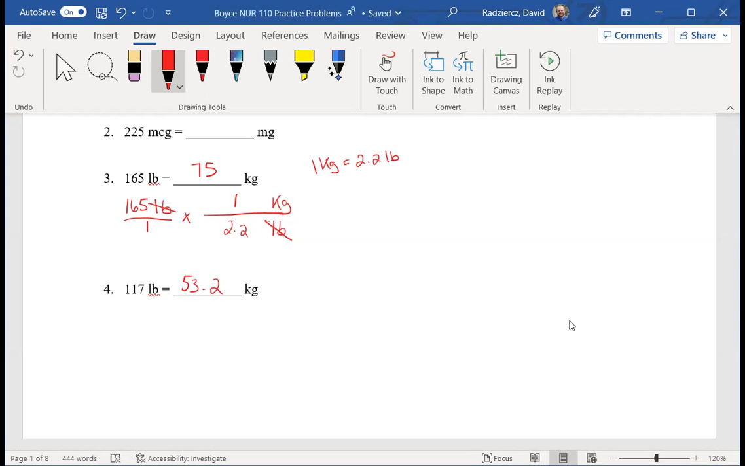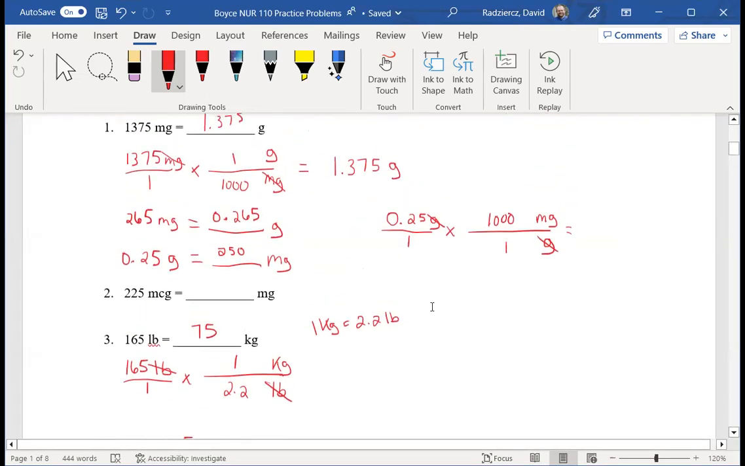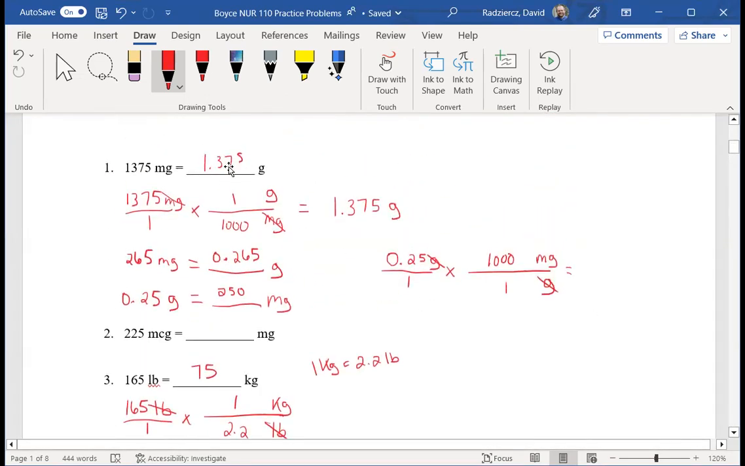Now you might be wondering, well, why didn't we round when we did this 1.375 grams, why didn't we round that to 1.4? So the rule on that is when you're staying within the same metric system, so when you go from milligrams to grams or micrograms to milligrams, you do not round those answers. You keep them as they are. When you're just doing the basic metric to metric conversion, do not round your answers.